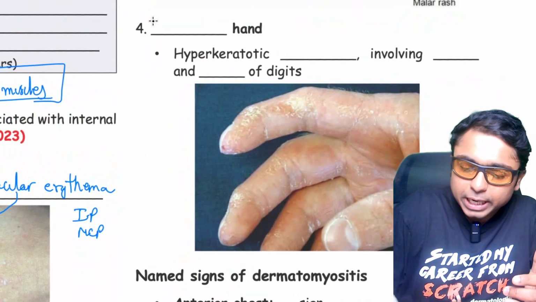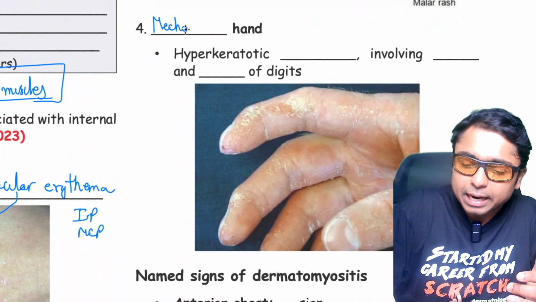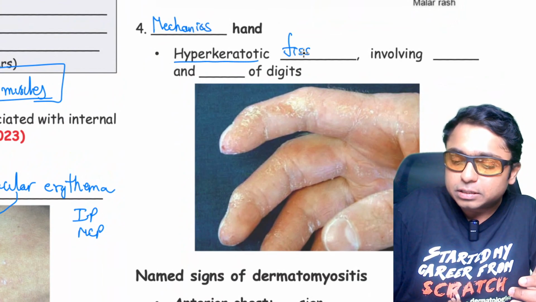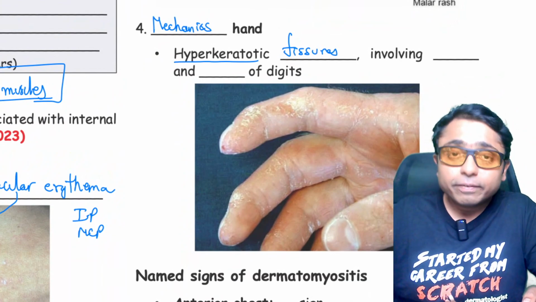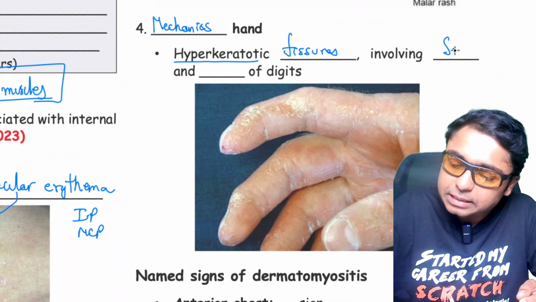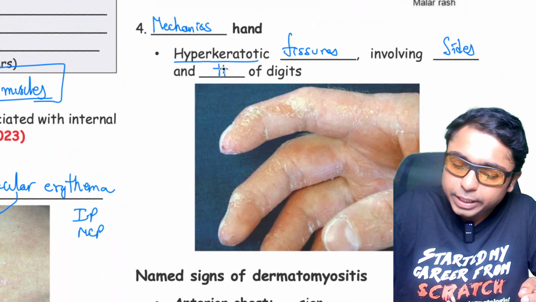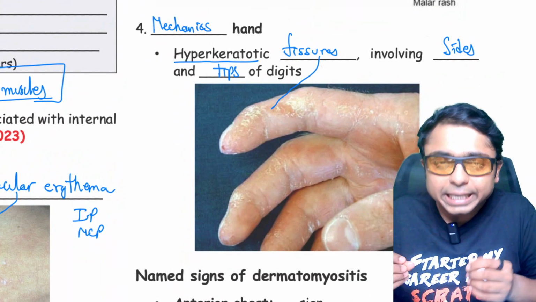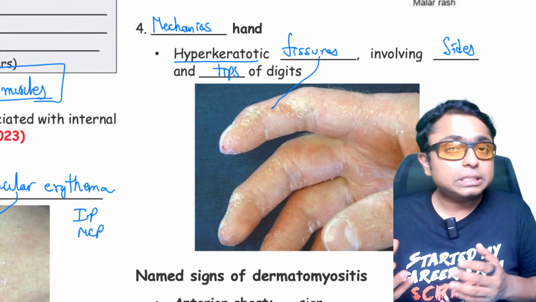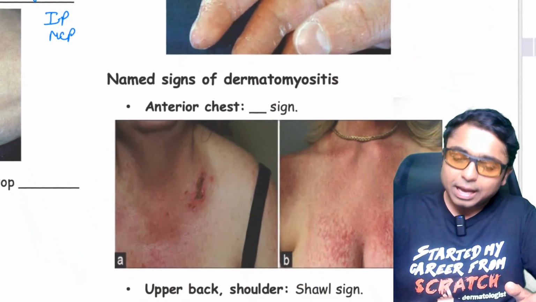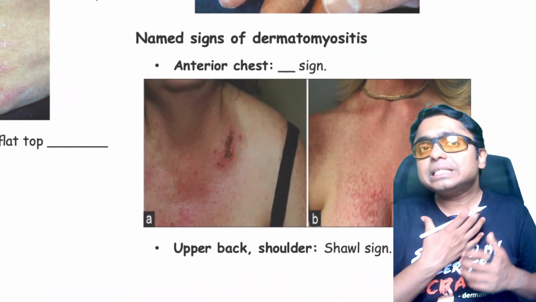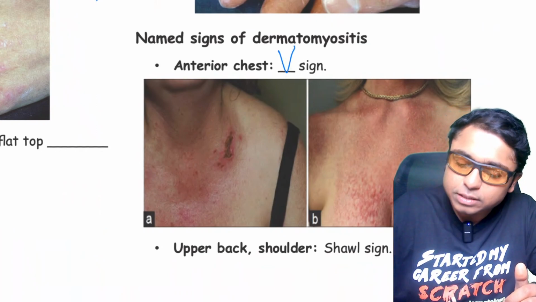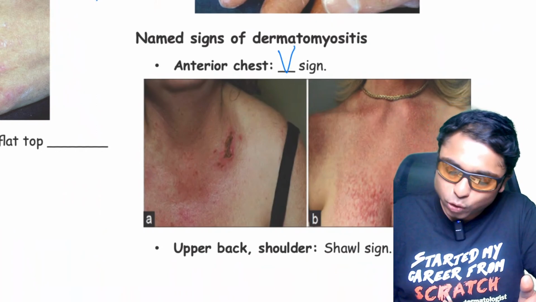And one more term which you can remember is called mechanic's hands, where there will be hyperkeratotic fissures which are going to involve the sides and also tips of the digits. So here you are able to see the sides and also the tips of the digits, where you are able to see hyperkeratotic fissuring. And these patients are also going to have erythema, violaceous macular erythema over the V area of the chest. So this is called V sign.